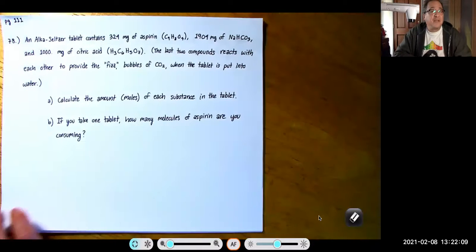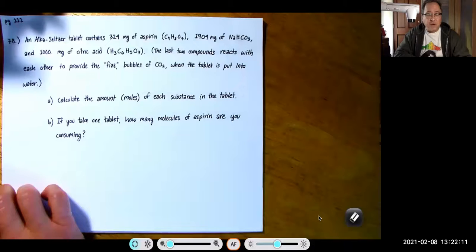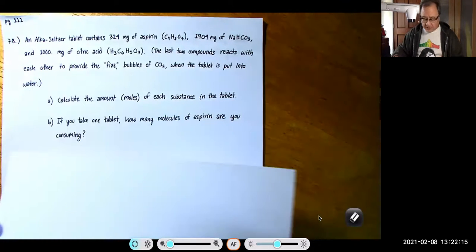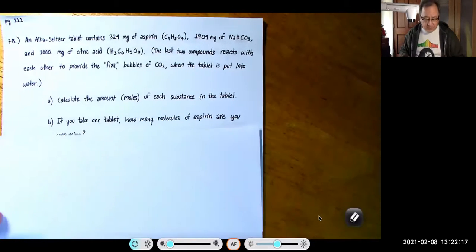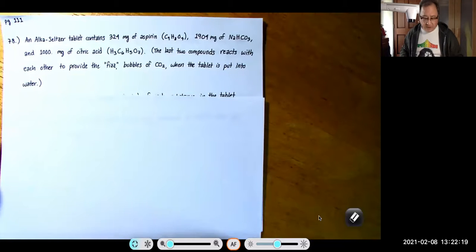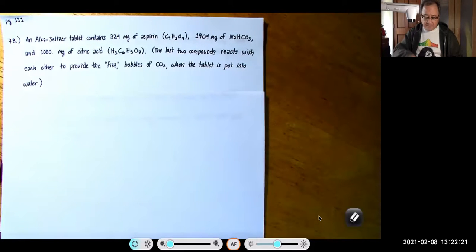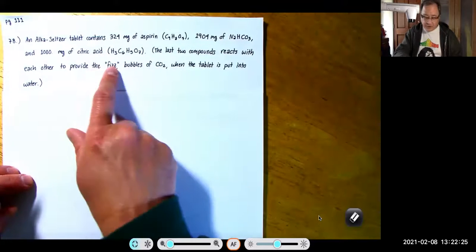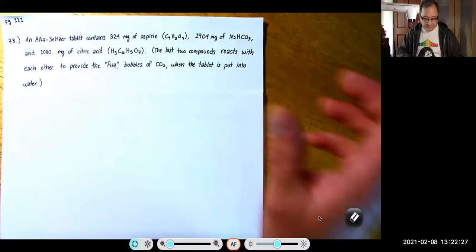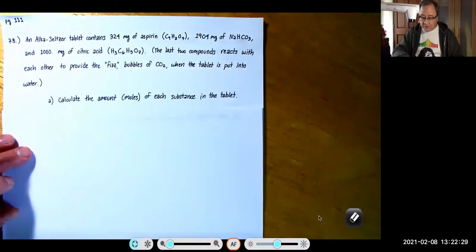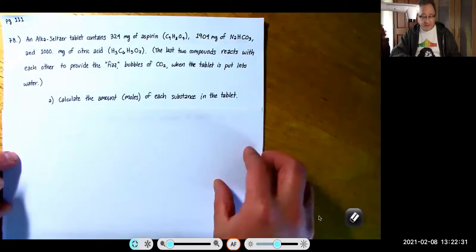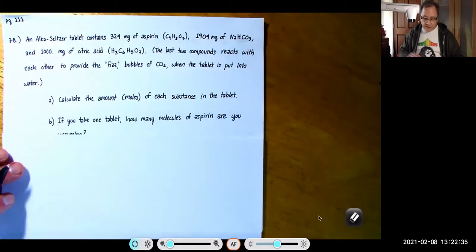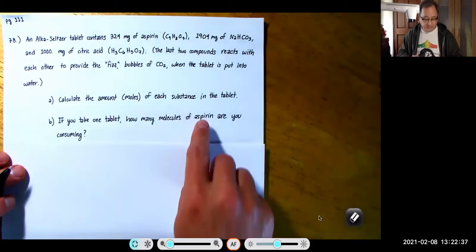Okay, so we're going to do some problems from the back of the book. I've picked a select few that we should have time for. So Alka-Seltzer contains 324 milligrams of aspirin. The last two compounds are listed as well. Calculate the moles of each substance in the tablet. Now, I'm going to focus on aspirin and not the rest because there's a follow-up question about aspirin.